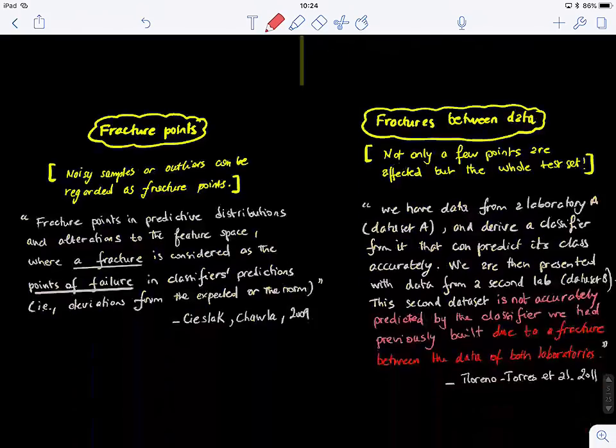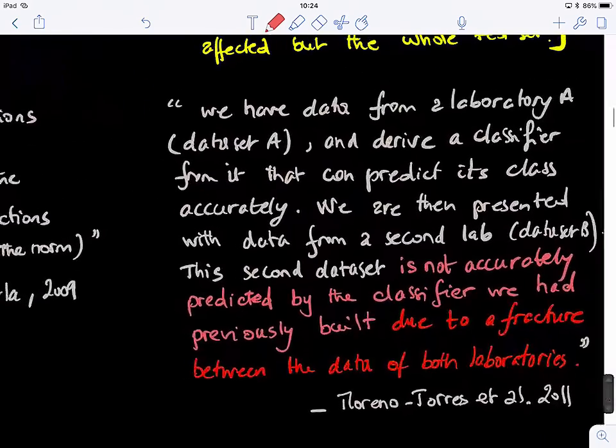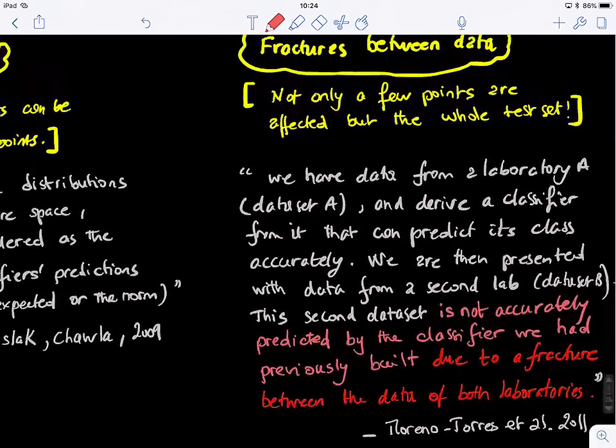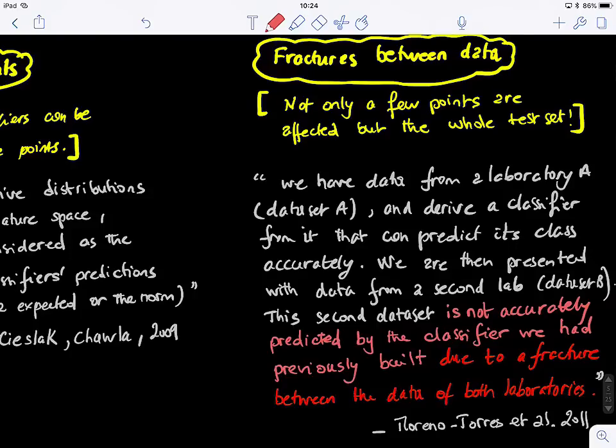So what is the definition of a fracture? It was introduced in 2011. So in this example, the fracture between data doesn't include just a few points. It's the whole training data set and the testing set. So there is a shift or fracture between them.